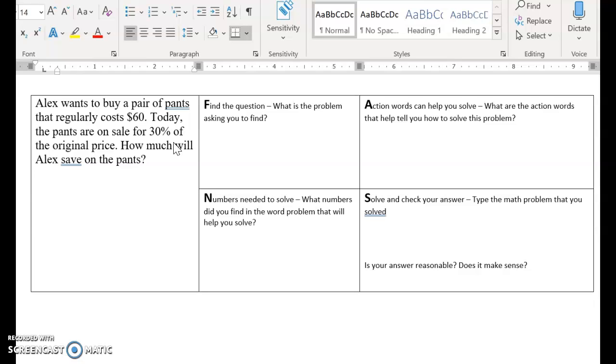Alex wants to buy a pair of pants that regularly cost $60. Today, the pants are on sale for 30% of the regular price. How much will Alex save on the pants? So when I said the percent is not just like a dollar amount here in this problem, or it's $30, 30% means 30 parts out of 100. So we've got to figure out how much that money is and how much he'll be taking off, because this 30 is a percent. So first, using our organizer, find the question.